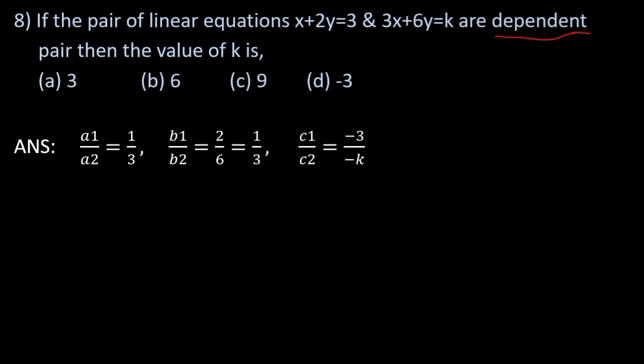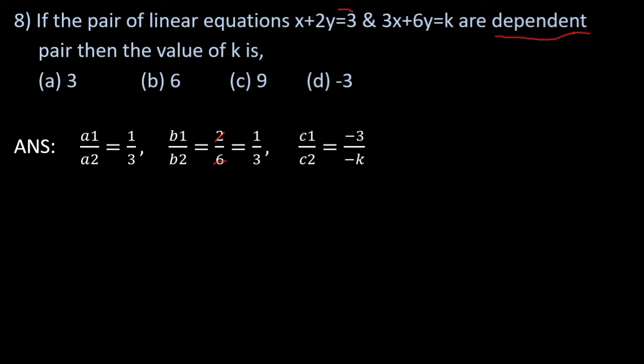1 by 3 we will get. And b1 by b2, what we have: b1 is 2 and b2 is 6. By dividing this we'll get 1 by 3. Therefore a1 by a2 and b1 by b2 both are equal to each other. Now c1 by c2. So c1 by c2 is equal to minus 3 divided by minus k.